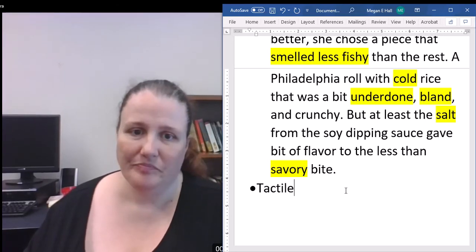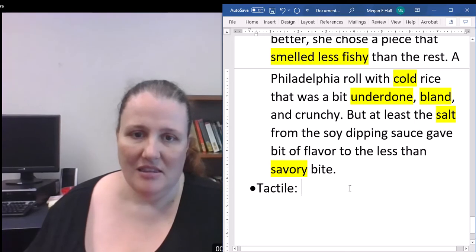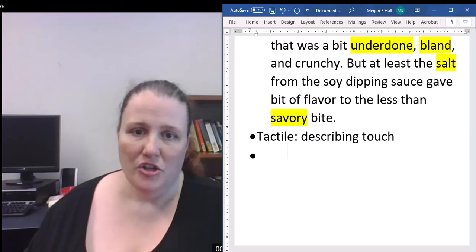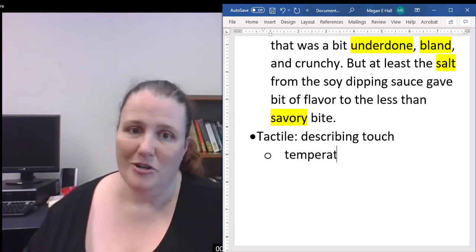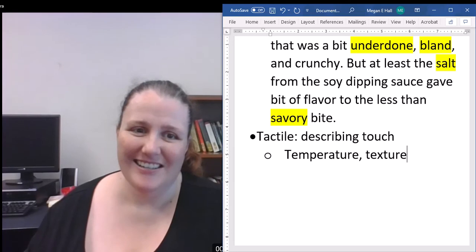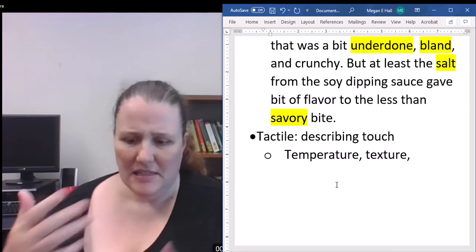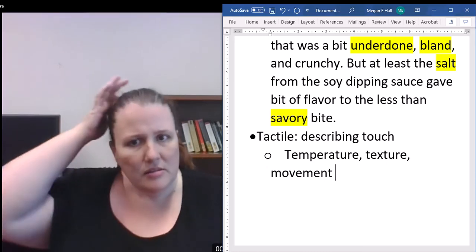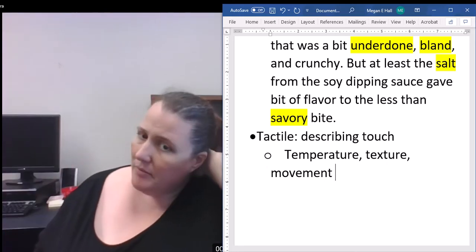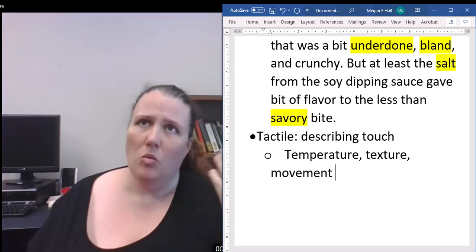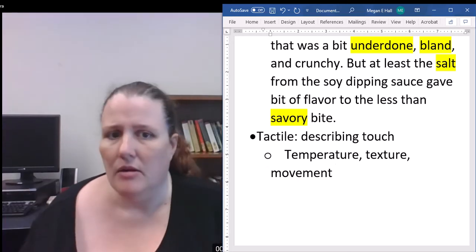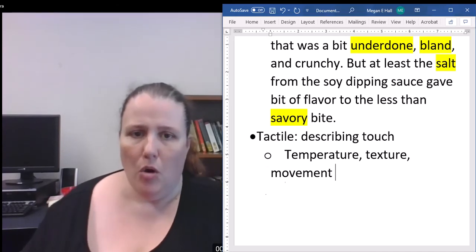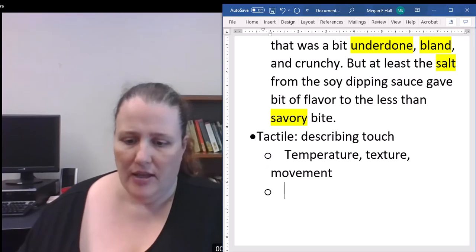Tactile has to do with describing touch. So things like temperature, texture. Sometimes this can also involve a little bit of movement. A lot of times, as I've said, these things kind of go together. Many times we don't typically feel one sense at a time. We have many senses kind of coming together, so that kinesthetic imagery can be there. So let's give a brief example.